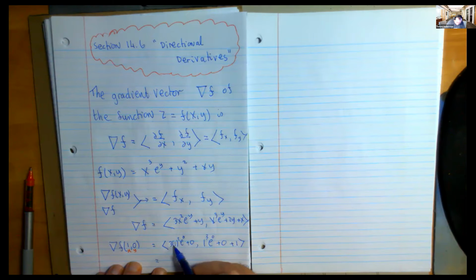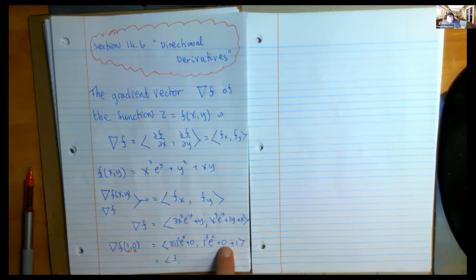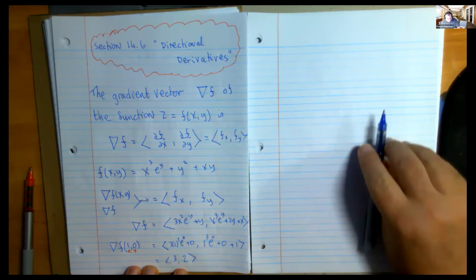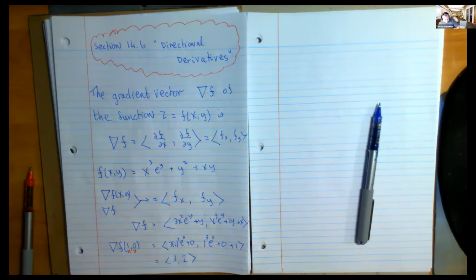In this case, 3 times 1 is 3. 3 plus nothing, still 3. And this is 1, this is nothing, this is 1 is 2. So the gradient vector at this particular point is (3, 2).